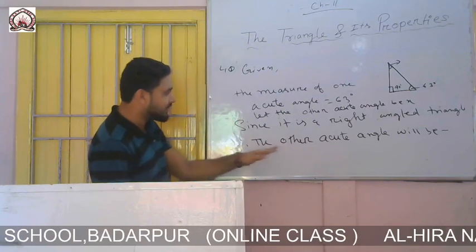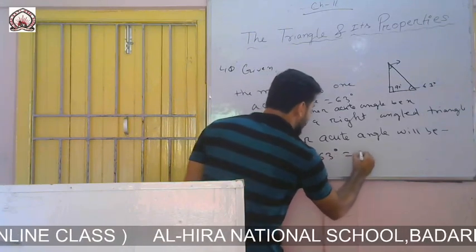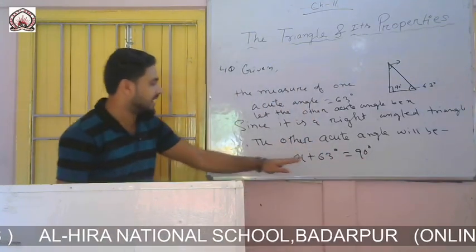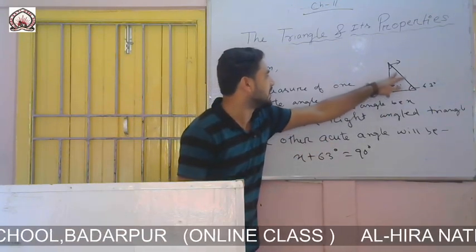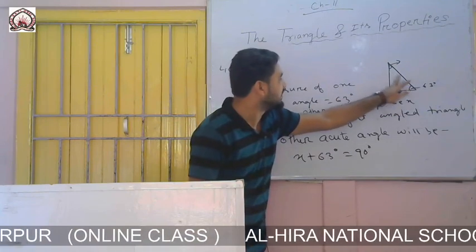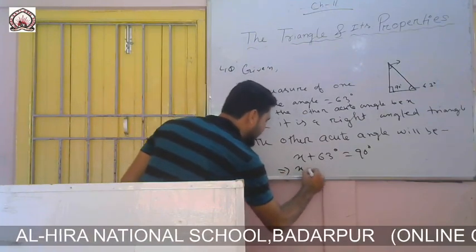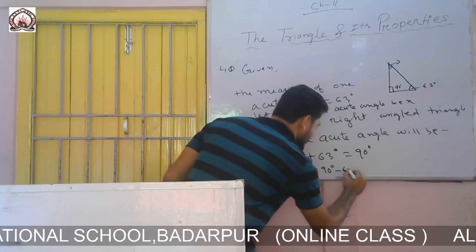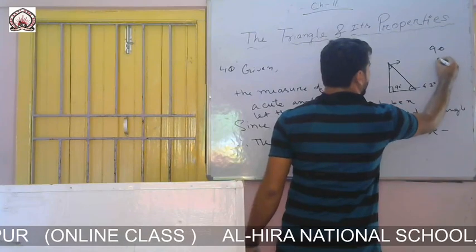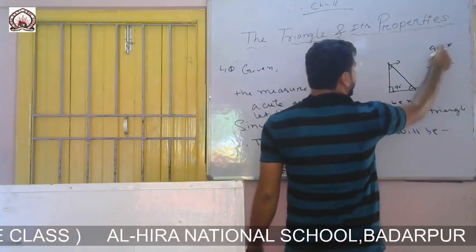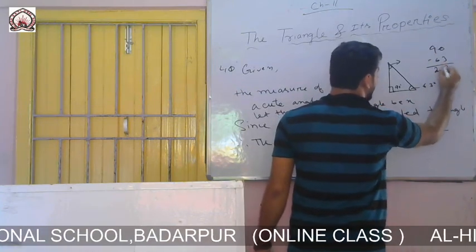After that, you write x plus 63 degree equals 90 degree, because the sum of these two acute angles will be 90 degree. So we can find from here x equals 90 degree minus 63 degree. If we subtract, then we will get the answer. You see, 10 minus 3 is 7. Here remains 8. 8 minus 6 equals 2.